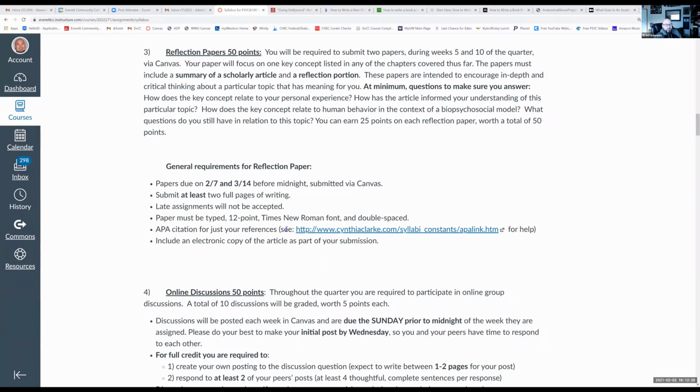You'll want to use APA style citation for your references and your in-text citations. You don't have to worry about this being APA style throughout the whole paper. Really, I'm just looking for in-text citations and the reference section. So you're going to want to have a reference section there as well.